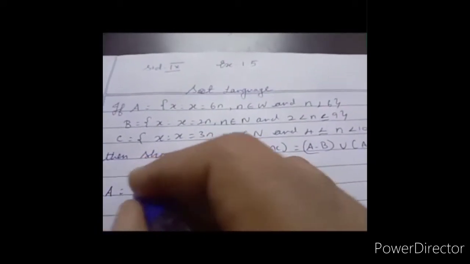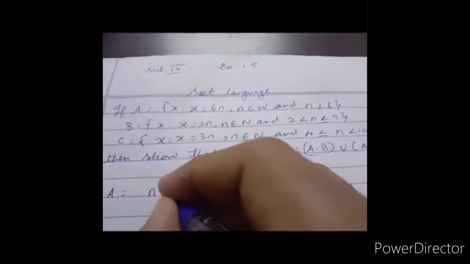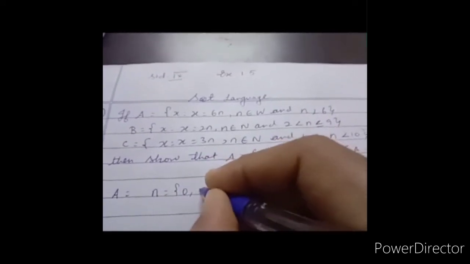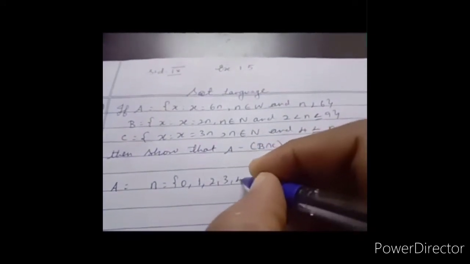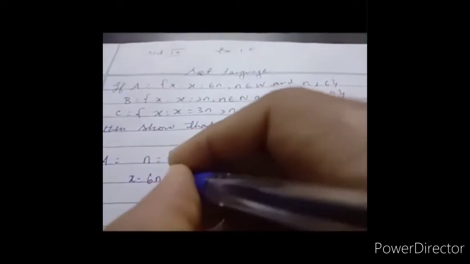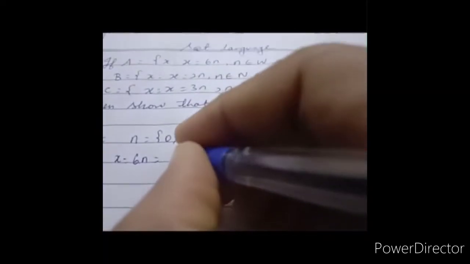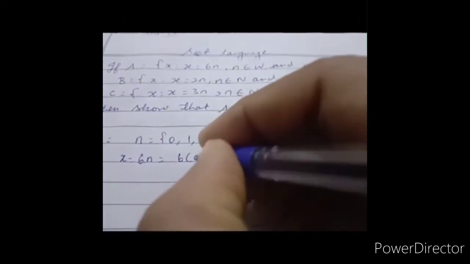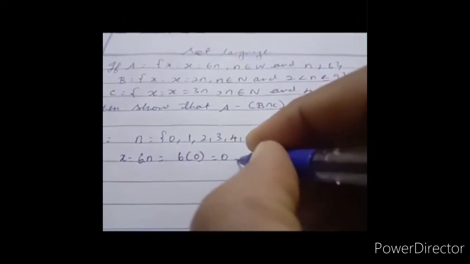Therefore, first what you have to write? N is equal to 0, 1, 2, 3, 4, 5. Till 5 you have to write because n is less than 6. Okay. And then in the place of n, you have to substitute the value. That is x is equal to 6n. Therefore, n is equal to 0 means 6 into 0 is 0.